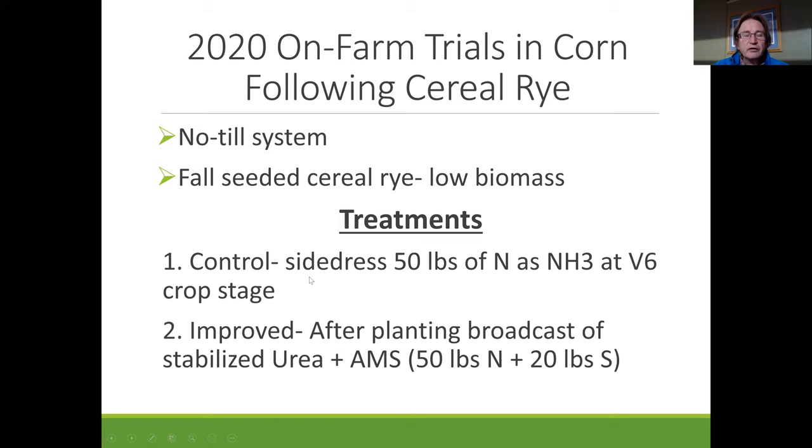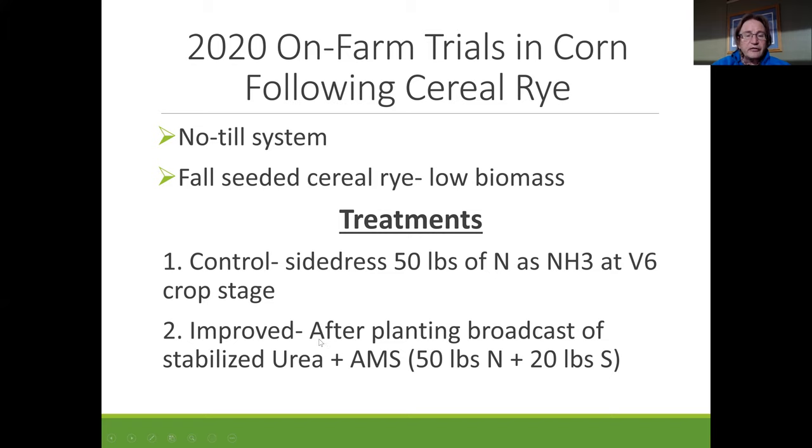We had two treatments in a large scale, field length on-farm research. We had side dress 50 pounds of nitrogen as anhydrous ammonia at the V6 growth stage. That is the farmer's standard way of managing his crop. And below this, he had 100 pounds of fall anhydrous supply.